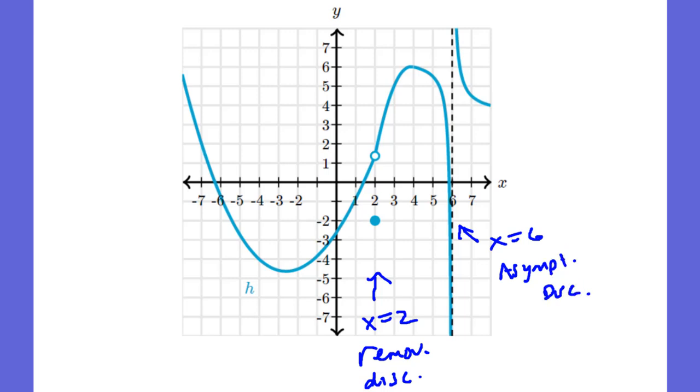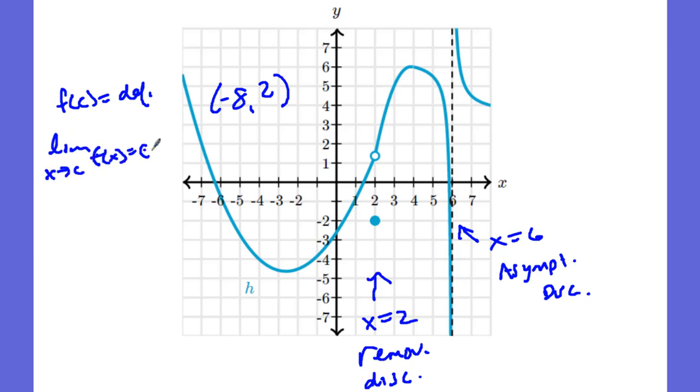Okay, so where are we continuous? We're continuous from -8 all the way to 2, but not including 2. Why are we continuous? Because f of c is defined for each one of those values. The limit as x approaches c of this function will exist for everything between -8 and 2, and the limit as x approaches c of f of x is equal to f of c at each one of those points. So we are continuous.